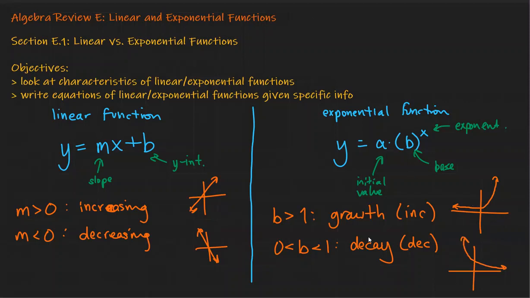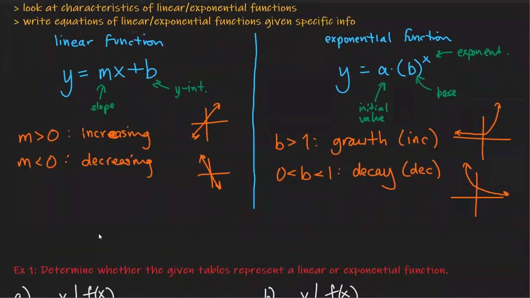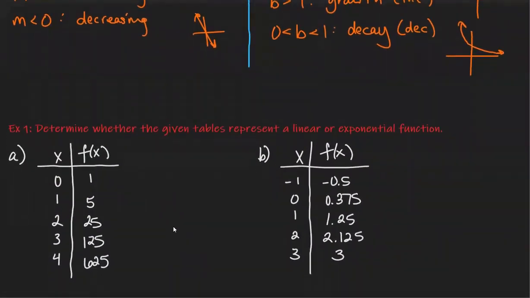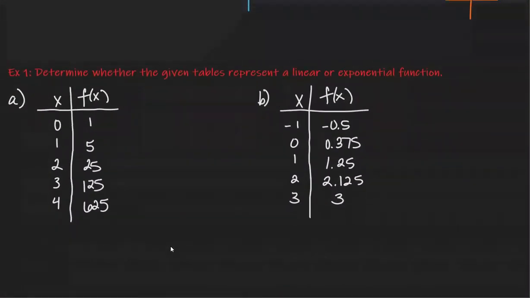So let's start with an example. Now that we know a little bit more about these types of functions, let's see if we can identify them from a table. Determine whether the given tables represent a linear or exponential function. Well, how can we tell? Exponential is a multiplicative growth. We're growing by a multiplicative factor. Whereas linear growth, we're going by an additive or subtractive factor, right? And so the thing that you're going to want to do is look at consecutive differences. Pretty much you have to try 2 different things.